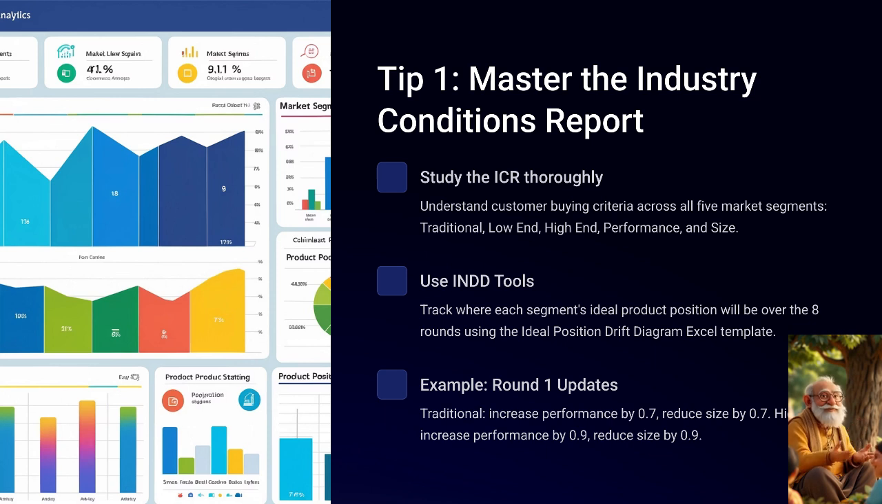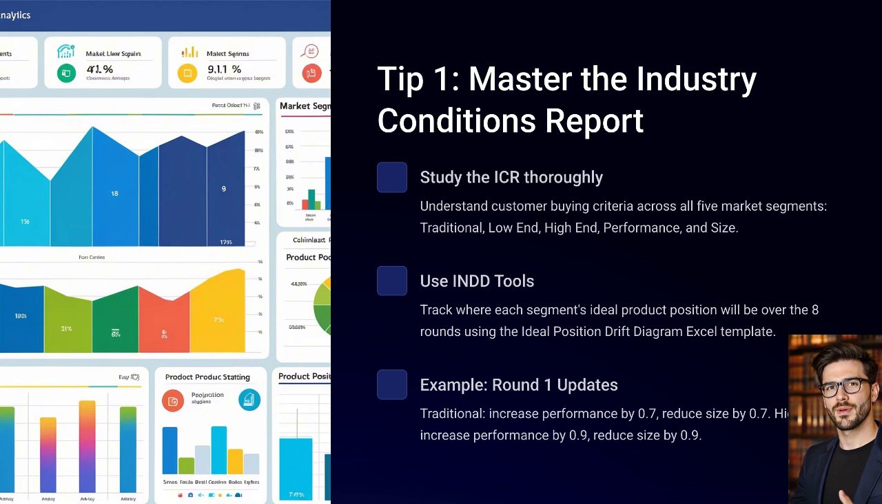Example: in round 1, R1, for traditional, update your product to move closer to the ideal spot, increase performance by 0.7 and reduce size by 0.7. For high-end, increase performance by 0.9 and reduce size by 0.9. Remember, don't over-update or you'll delay launch and lose sales. You can download a ready-made Excel tool to automatically update your product specs across rounds.